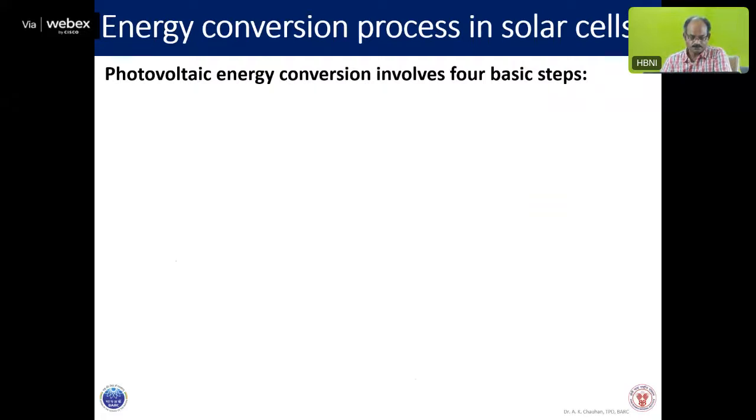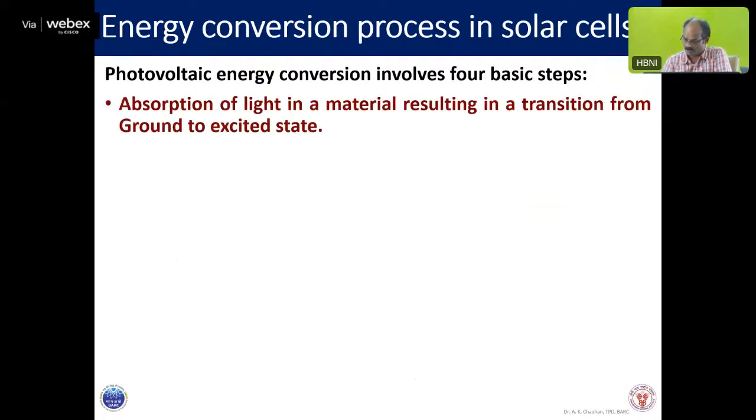Now, what is the energy conversion process in the solar cells? The photovoltaic energy conversion involves four basic steps. What are those four basic steps? First thing is that light has to be absorbed. Whatever light is falling on the solar cell has to be absorbed by the solar cell. It is not always that 100% of whatever light is falling will be absorbed. So absorption of the light in a material results in a transition from the ground state to the excited state.